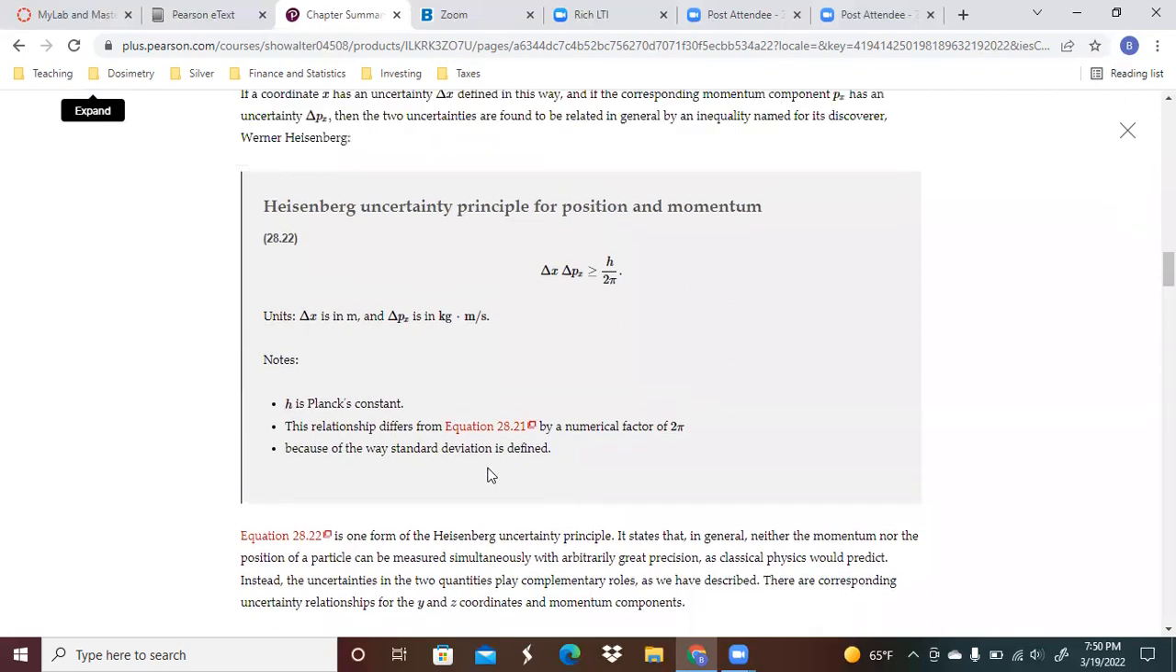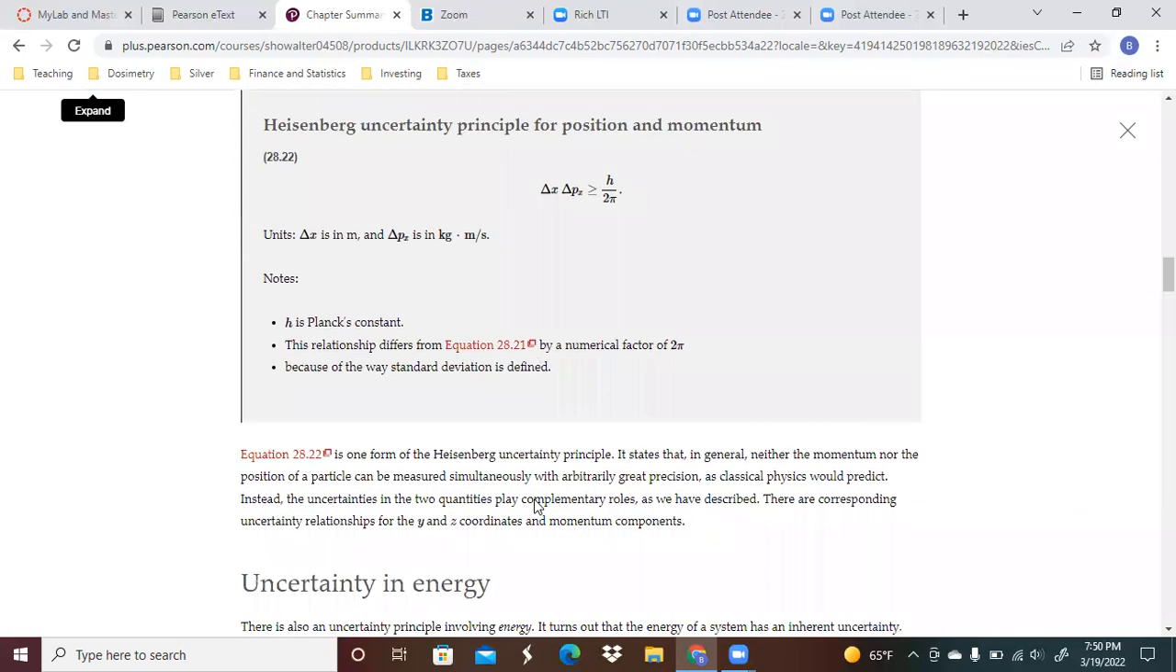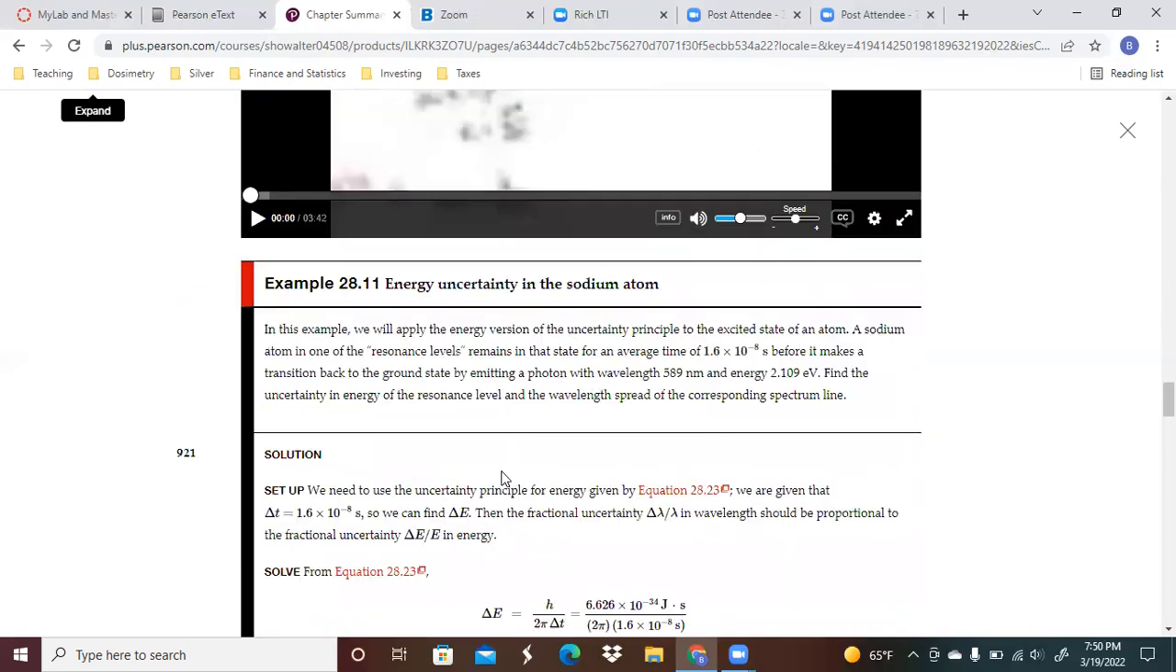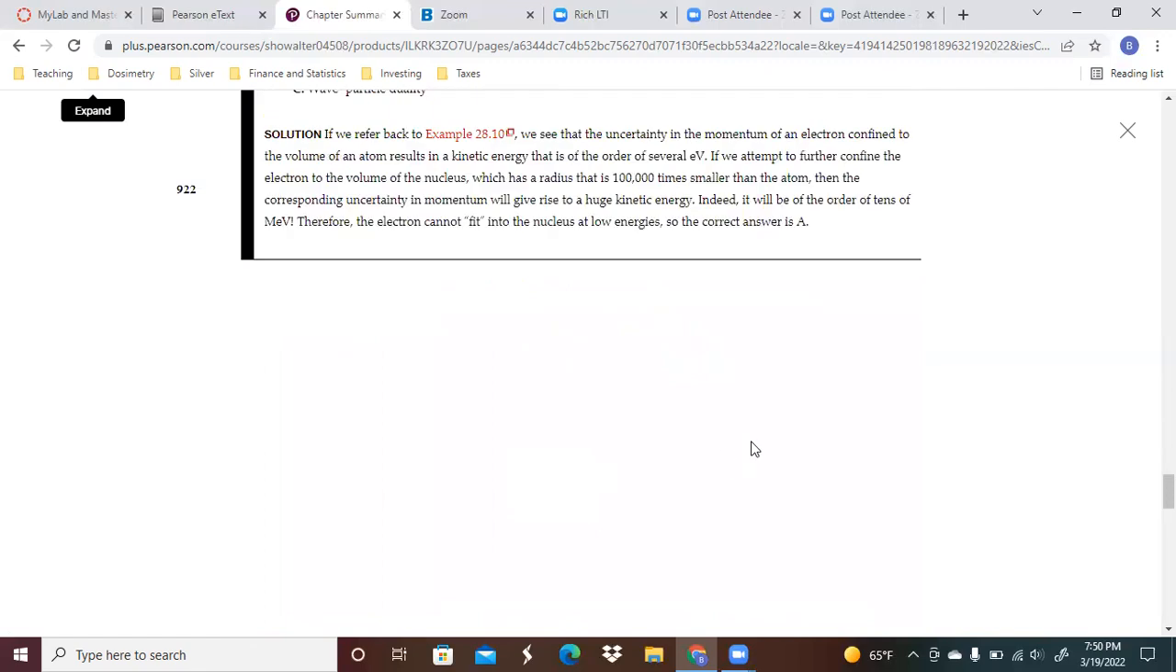Not Walter White. I'm talking about Werner Heisenberg. So you have Planck's constant, and you have the product over here. The same thing holds true for energy and the time interval in which the system remains in that state. So you have a few problems there that you can work through.